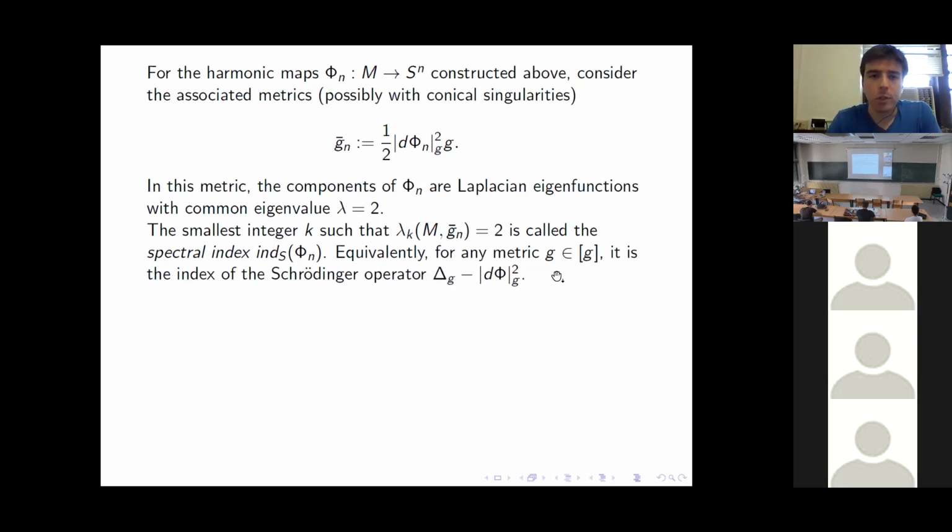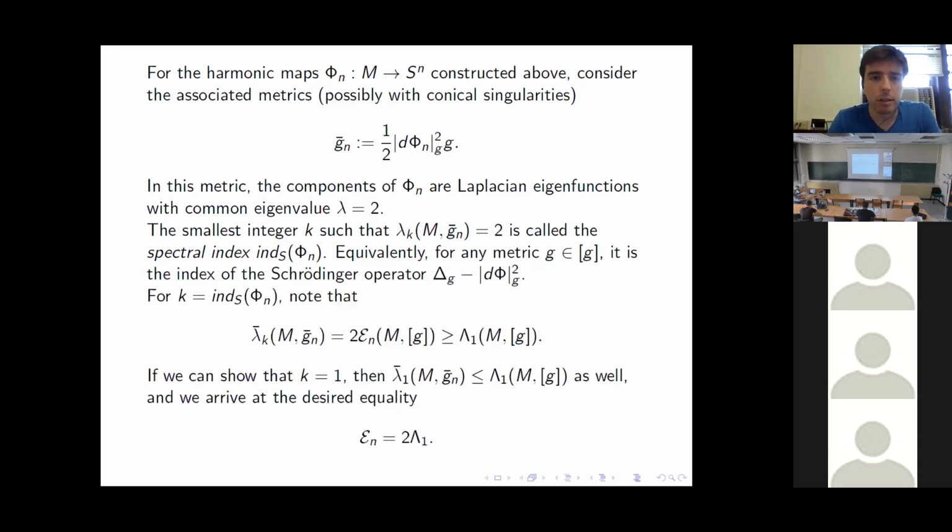Okay, so why do we care about the spectral index? Well, if k is the spectral index, then we know that lambda bar k is exactly twice the energy density, or excuse me, twice the min-max energy, which we know is bounded below by this capital lambda 1. So if we can show that k is 1, that the spectral index is 1, so 2 is the first eigenvalue for the Laplacian of this metric, then in fact we have, by definition of this supremum, that bar lambda 1 is bounded above by this capital lambda 1 as well. And we end up with this desired inequality.